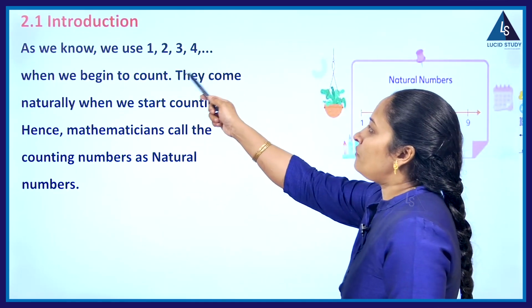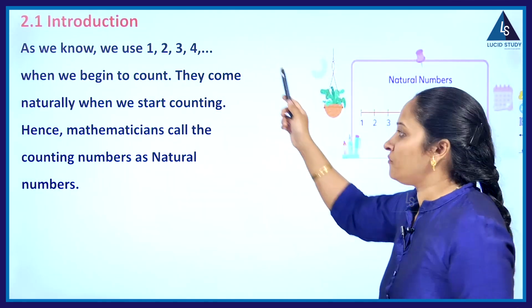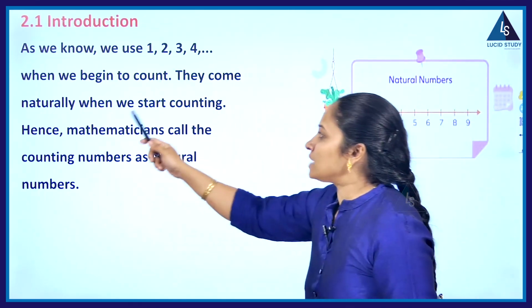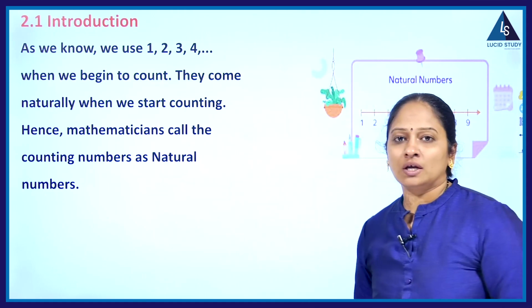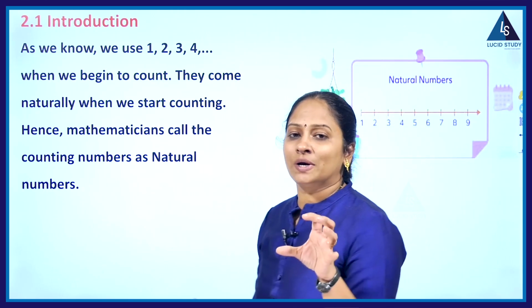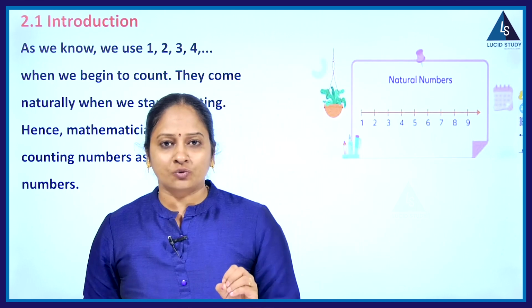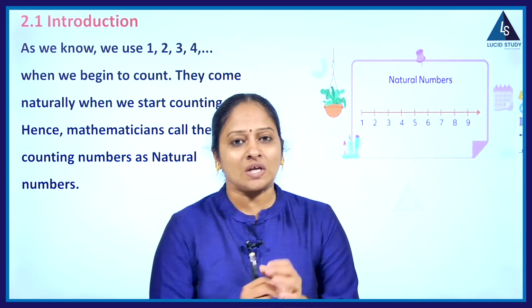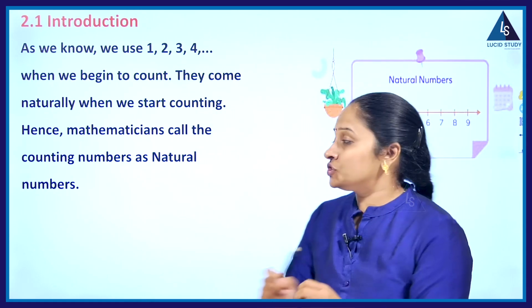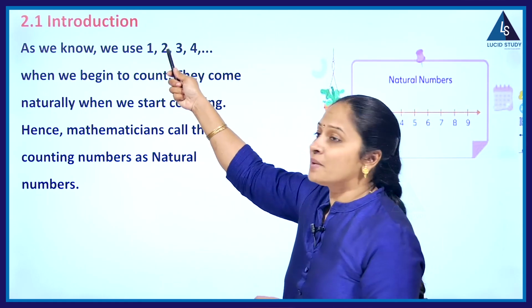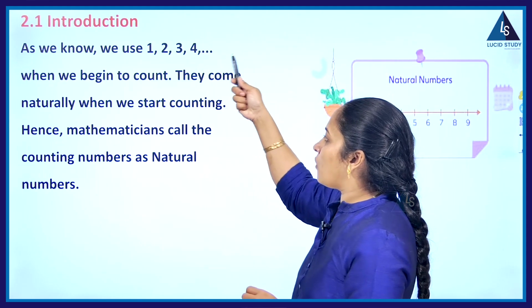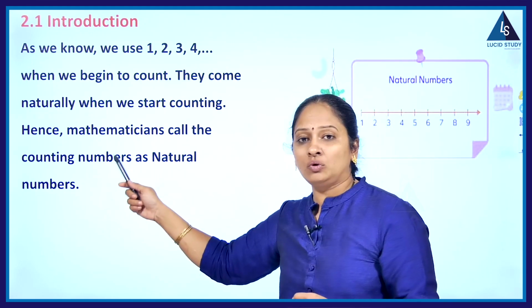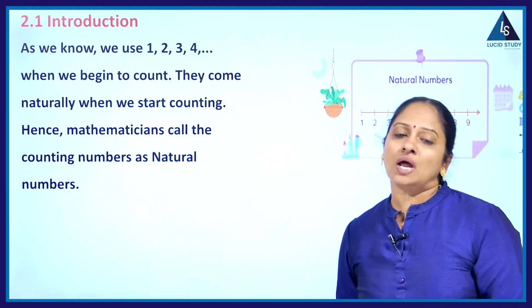As we know, we generally use 1, 2, 3, 4 when we begin to count, and they come naturally when we start counting. Suppose I want to count a particular number of things in your classroom, or some number of fruits in a basket. Generally we will start our counting from 1, 2, 3, 4, etcetera. Hence mathematicians call those counting numbers natural numbers.